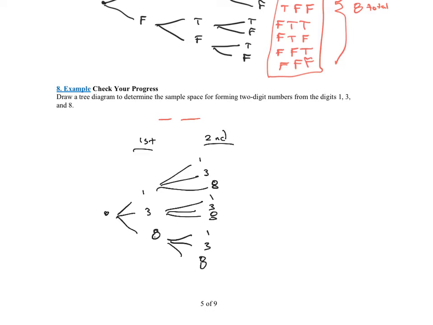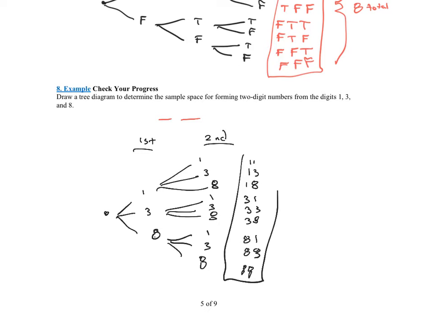Following the branches of the tree from the start, I could see my different possibilities. 1, 1, 1, 3, 1, 8, 3, 1, 3, 3, 3, 8, 8, 1, 8, 3, and 8, 8. Those are my possible combinations, the 9 possible combinations that I determined with the table. So truly, it's up to you whether you want to use a tree diagram or to use a table. But again, I use tables when it's 2 things, and I use tree diagrams when it's 3 or more.